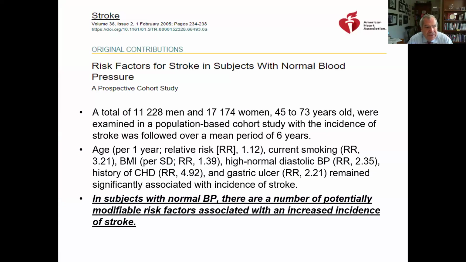This is labeled in this particular paper as a prospective cohort study. This is looking at risk factors of stroke, very similar to what we have, in this case looking at people with normal blood pressure. So you can see very large groups. A total of 11,228 men and 17,178 women, 45 to 73 years of age, were examined in this population-based cohort study with the incidence of following stroke, and they followed these individuals for a 6-year period.